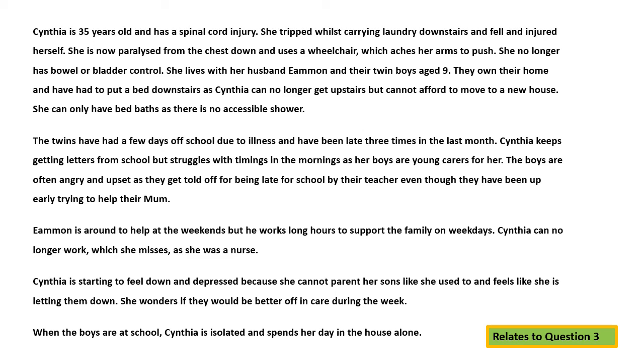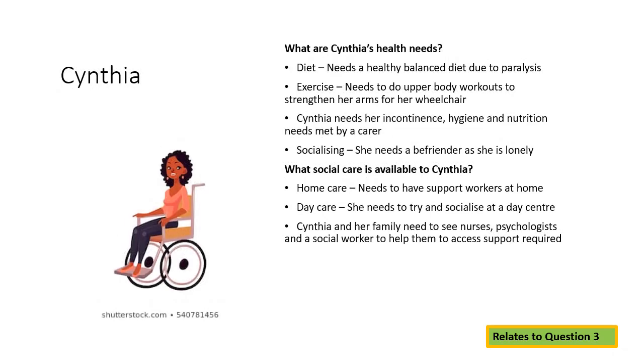available for her? So Cynthia's health needs are her diet. She needs a healthy, balanced diet due to a paralysis. She needs exercise. She needs to do upper body workouts to strengthen her arms for her wheelchair. She needs her incontinence, hygiene and nutrition needs met by a carer. Socialising. She needs a befriender as she's very lonely when her children are out at school and her husband is out at work in the week.